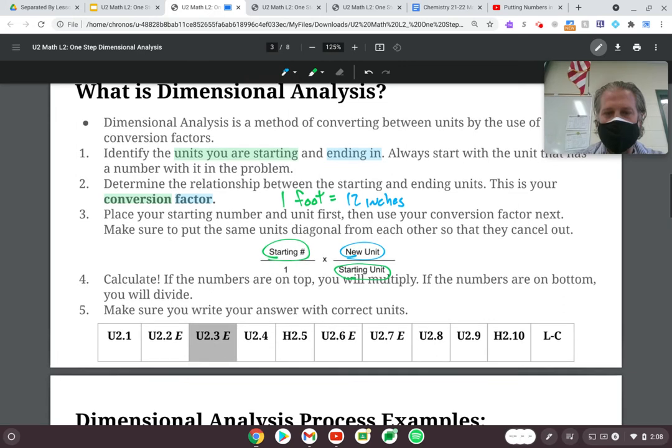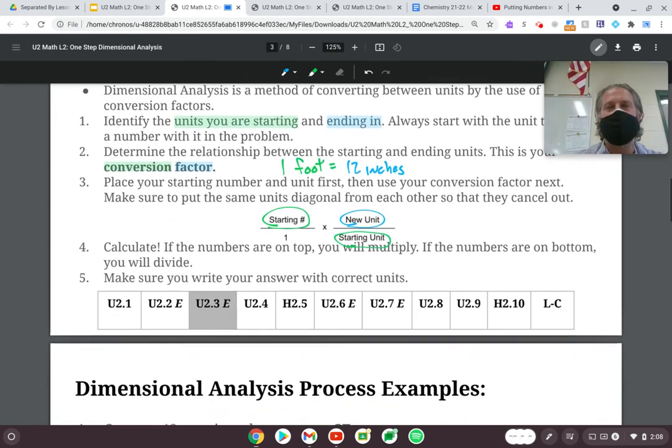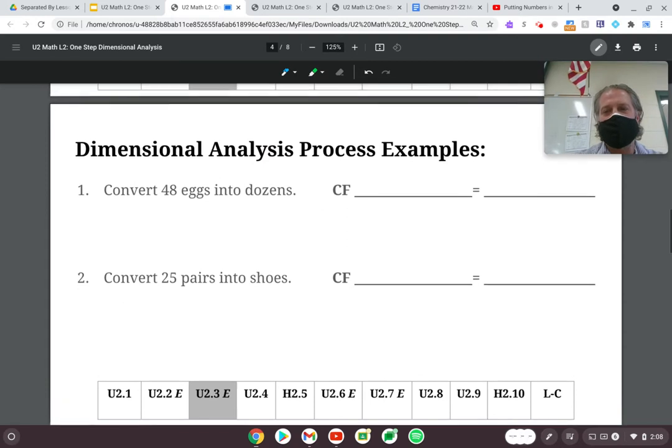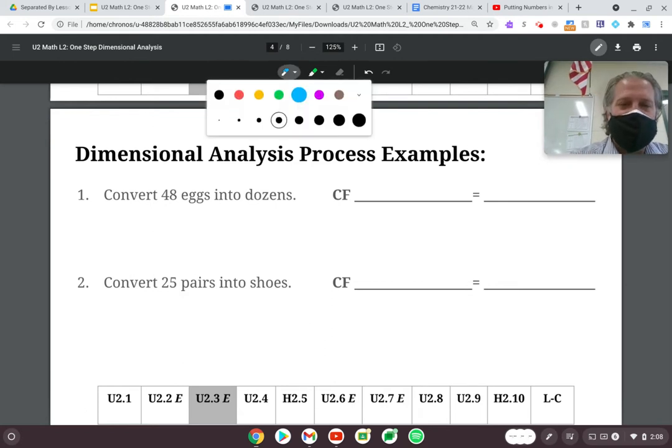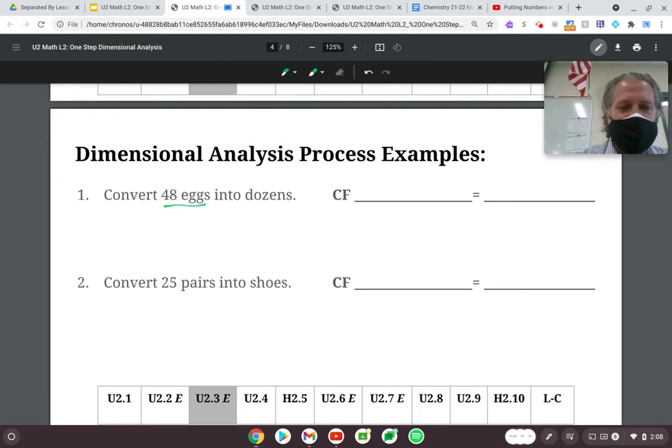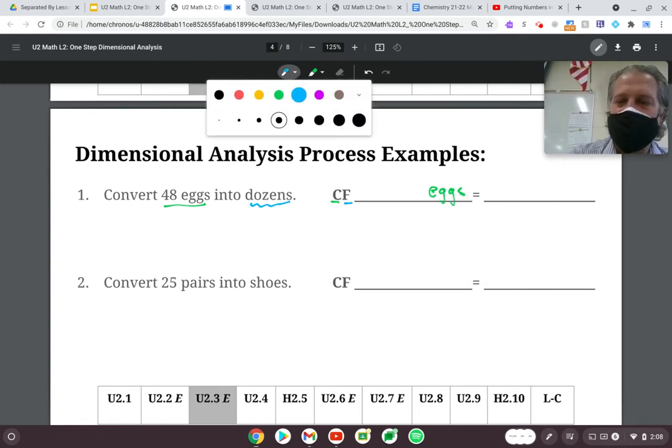So I think the best way to talk about how to do this is to do a couple of these. And so we're going to start with something that's common or maybe comfortable, and then show the work, and then we're going to move into things that are a little bit more uncomfortable. So we're looking at a problem. We're talking about eggs and dozens, and it says that we have 48 eggs, and we're supposed to change them into dozens. Now, in order to do that, we need to have our conversion factor, which is basically the relationship. So at this point, we have to figure out how eggs and dozens are equal.